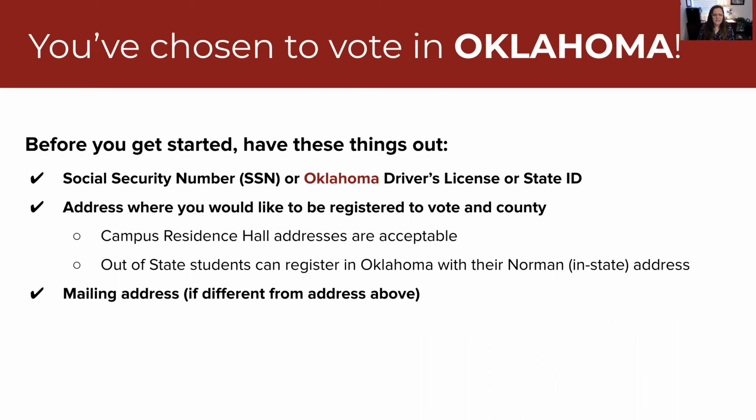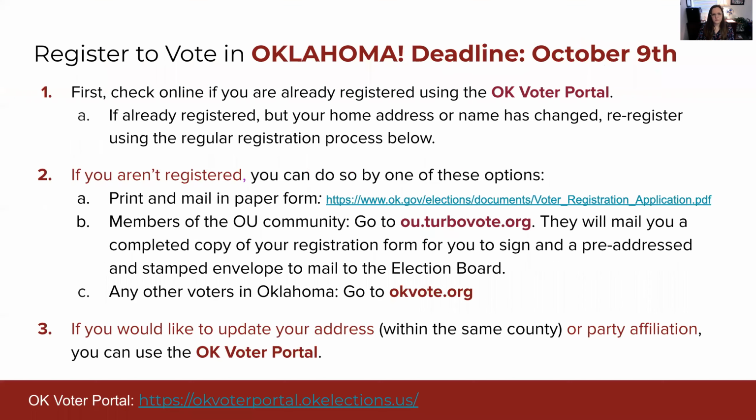If you want to register in a different county or somewhere other than where you're currently living, you can get the mailing address and have your ID card mailed to where you're currently living. Just to make everybody aware, the deadline to register ahead of the November 3rd election is October 9th. So we are just under a month away from the deadline to get your registration up to date and current.